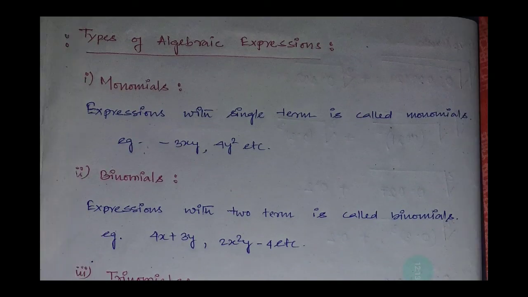Okay. Types of algebraic expressions. Based on the terms, we have divided the algebraic expression into several parts. Monomial: an expression with a single term is called a monomial. This is all you have discussed in class 7. Again I am explaining: an expression with a single term is called a monomial. That means an algebraic expression where only one term is present is called a monomial. Like suppose 2 is given. 2 is a constant, but 2 is also considered a monomial algebraic expression.